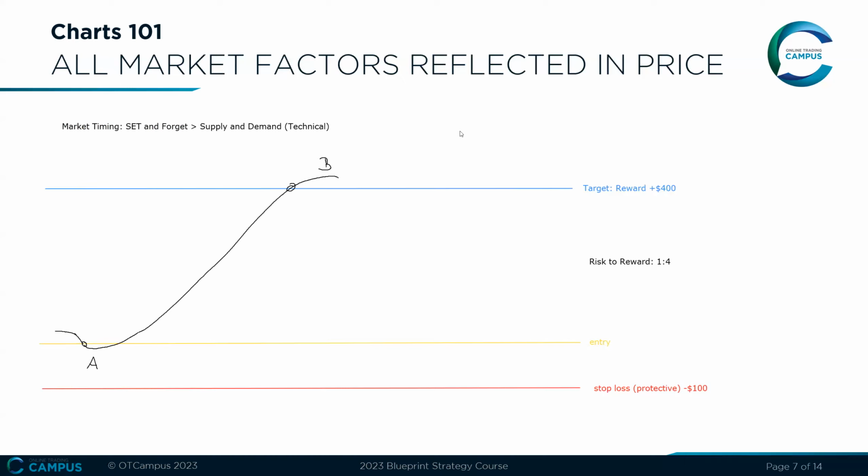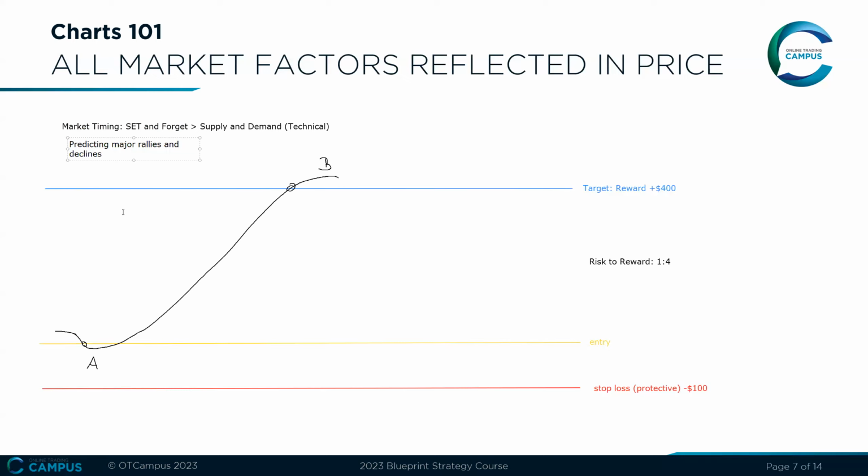So what we're really saying is we're predicting a rally. But how can we predict that, right? How can we predict a rally? And so we need more than just the ability to place a good set. We also need to be predicting major rallies and declines.